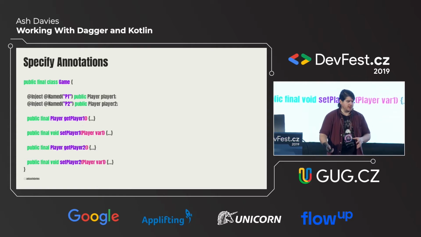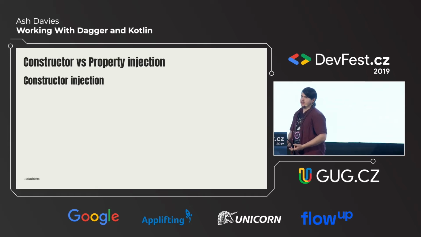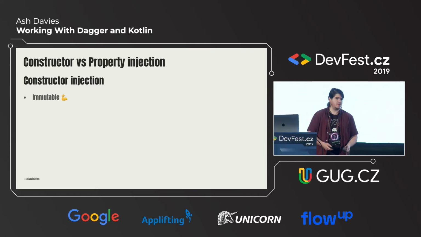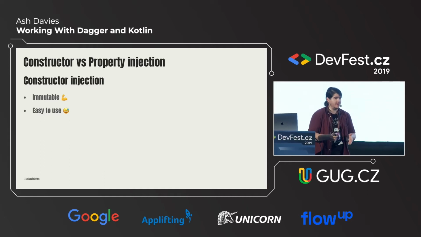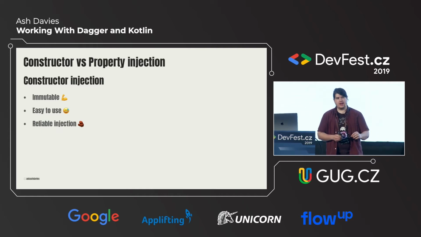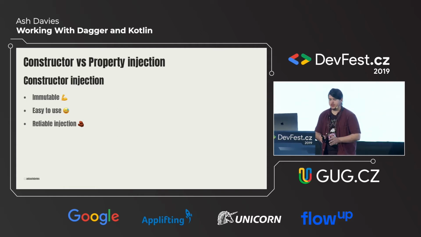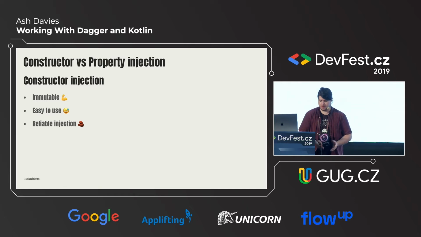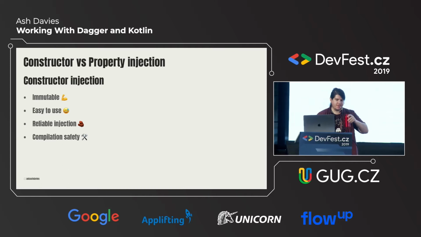But why should we use field injection here if it's so difficult? So let's compare it again to constructor injection. So you have constructor injection and property injection. With constructor injection, you have immutable properties, or you can use immutable properties. It's really easy to use. You just specify in the constructor what the dependencies are that you need. And it's reliable injection. So you can always rely on that class having everything it needs to do what it needs to do. If you're perhaps running under test, you don't want to have to do that manually or by setting properties. You want to be sure this class is going to do what you want it to do. Oh yeah, and compile time safety.